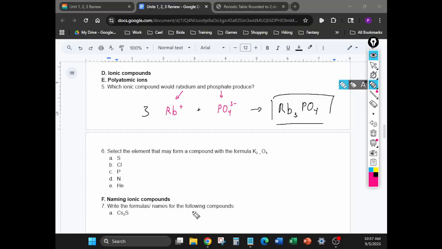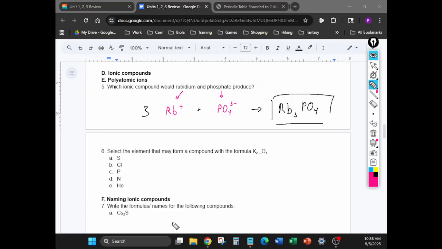Okay, and then the polyatomics become even more important for things like number 6. So it says select an element that may form a compound in this formula. So you got K2, you got a blank, and then SO4. I think I pulled this directly from one of the old AP tests, if my memory serves me right. And basically, you just need to figure out which of these elements goes into that blank.